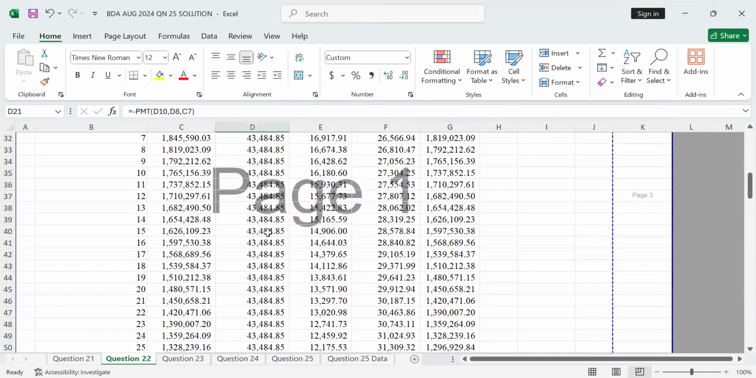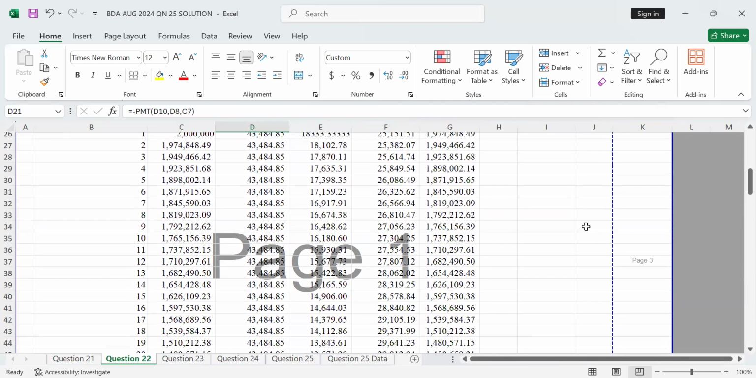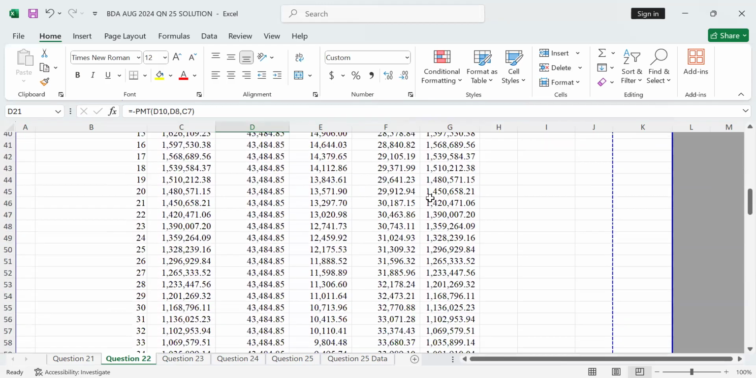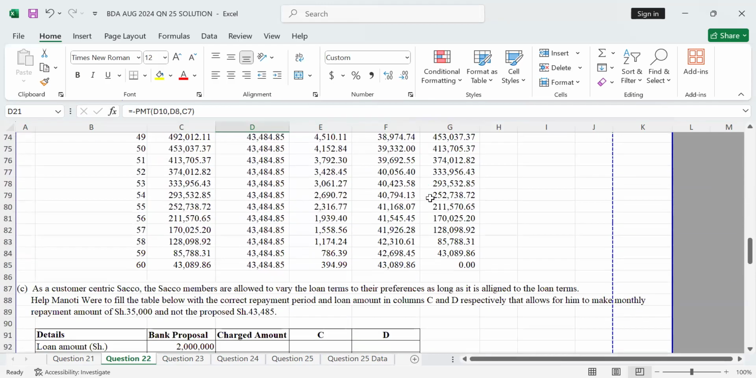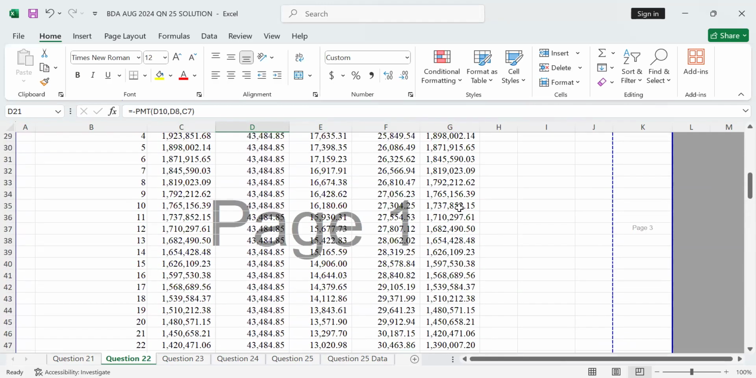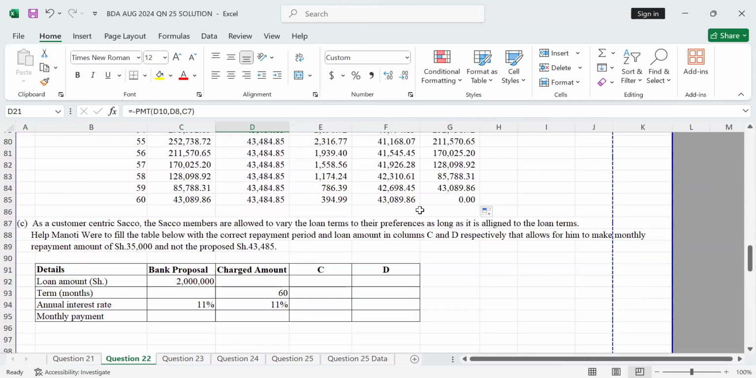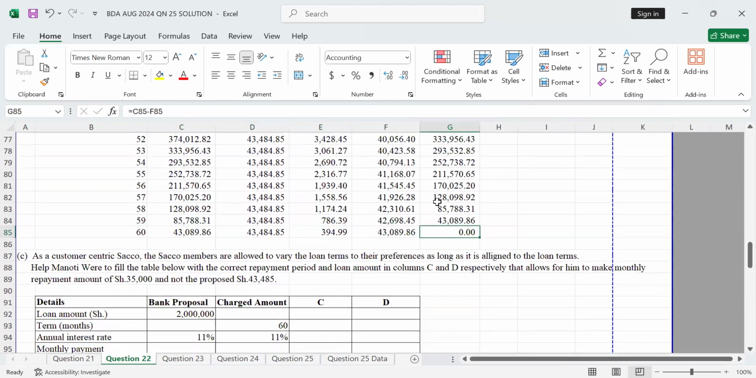Hivyo tu. Na hiyo ndo ilikuwa inakupea marks ngapi? 12. In less than 5 minutes, you are done. That is a loan amortization schedule. I'm hoping kila mtu amefanya hivyo na the balances at the end should be 0 because umemaliza that loan.